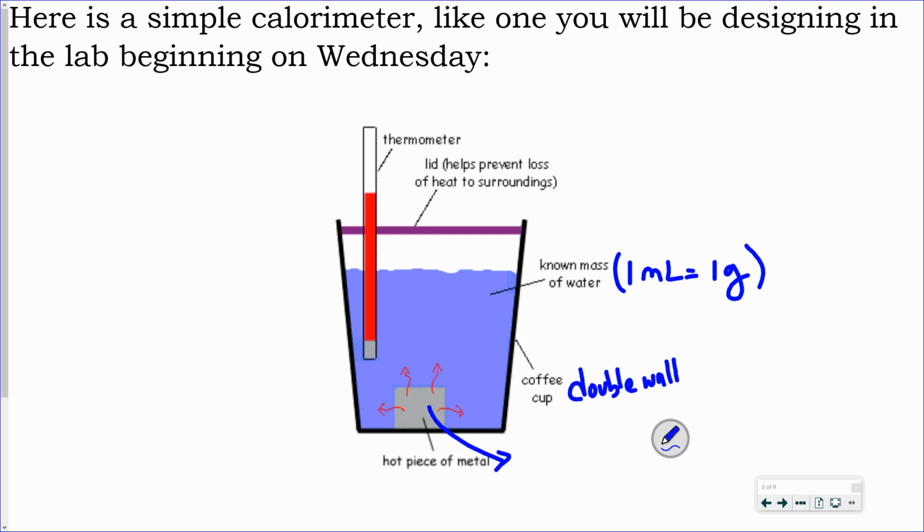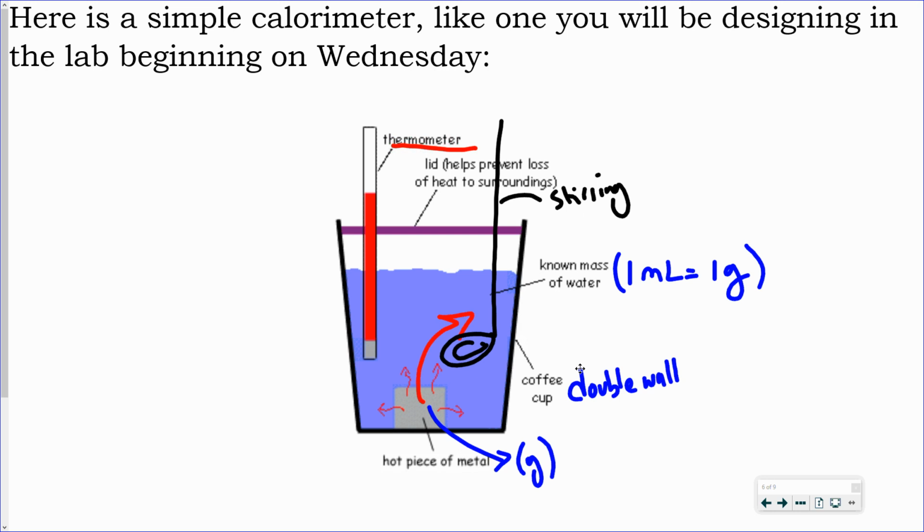We place a hot piece of metal into that water, and we'll know the grams of that. The heat will flow from the metal to the water, causing the temperature of the water to rise. That's why we'll use a thermometer to figure out the change in temperature of that water. The only piece missing from this diagram is a stirring rod. And it's nice to agitate the system so you can spread the heat all throughout the water faster and get a more precise reading of the change in temperature of the water, and thereby the heat transferred from the metal to the water itself.